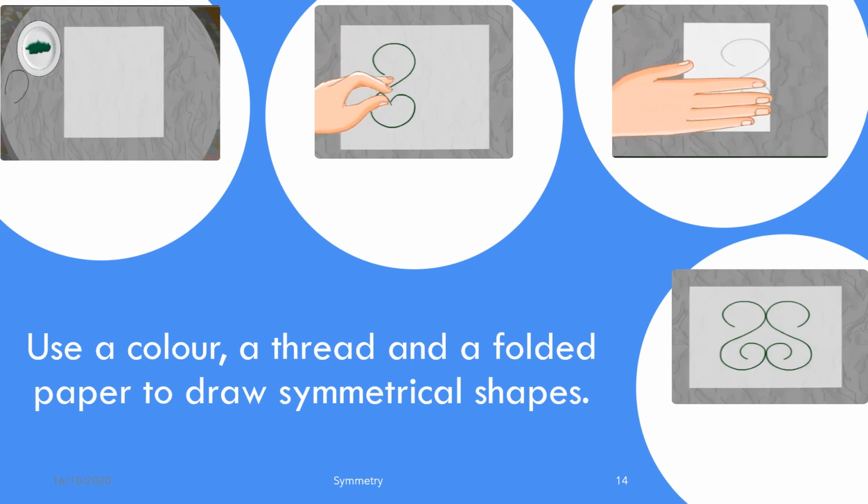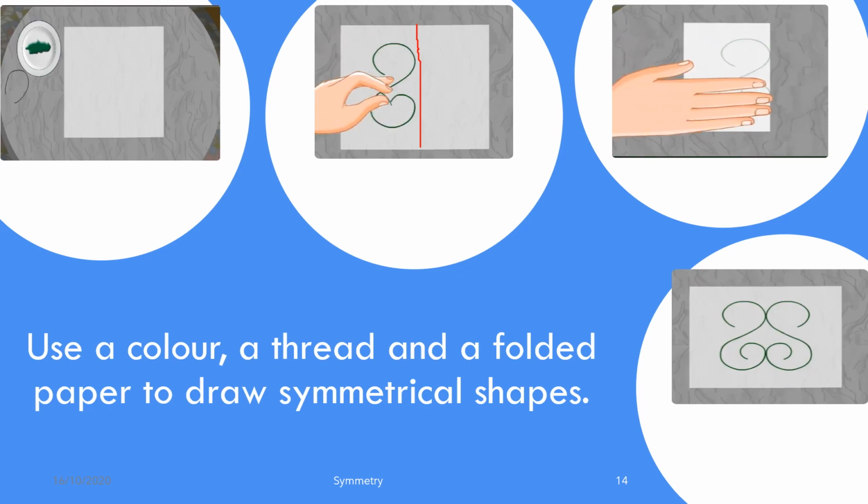Now again an activity: use a color, a thread and a folded paper to draw symmetrical shapes. Take a plain paper, take a thread and dip it in the color and draw whichever design you want on one side of the paper. After drawing, when you fold it, you get this line in between. Fold it and press it gently with your finger and open the sheet of paper. Take away the thread from that side and whatever design you get is exactly symmetrical.